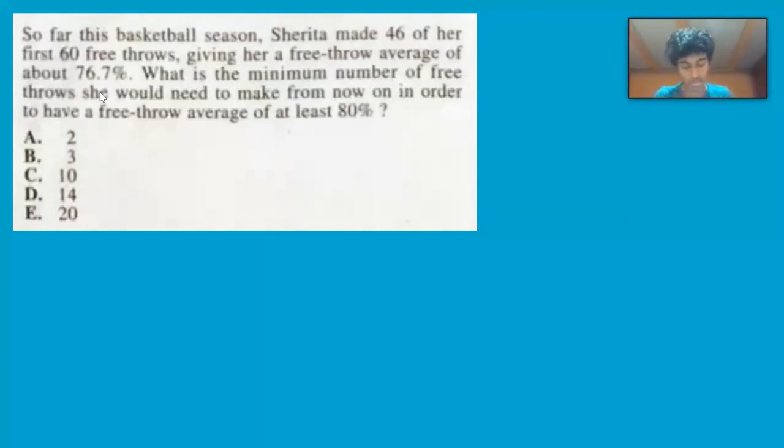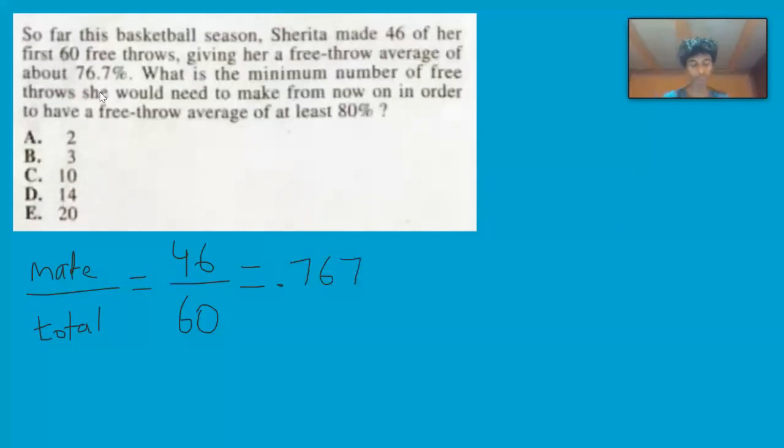So Sharita's free throw average right now is 46 over 60, right, which is 76.7%. So made over total is equal to 46 over 60, right? This is right now. And this yields an average of 0.767. Right? But we want the average to be at least 80%.